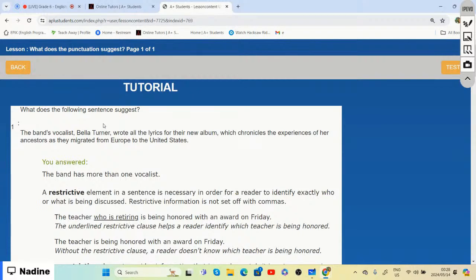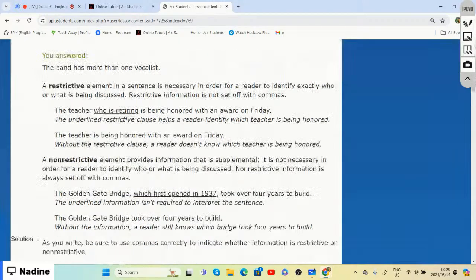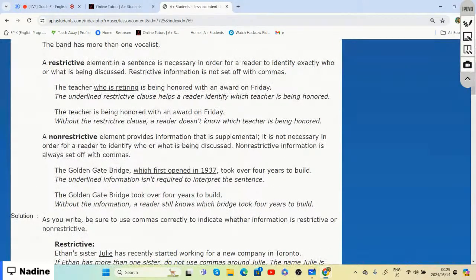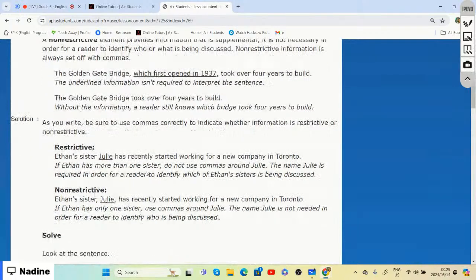And if we look specifically at that sentence, it asks, what does it suggest? Yes, it can suggest that there's more than one vocalist. One that wrote it, but more than one that is specifically singing, especially when they say their new album, meaning it's not hers alone.